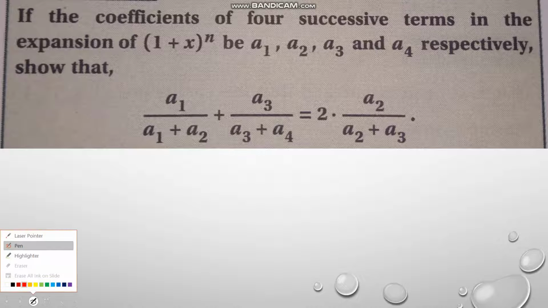Question number 16. Now, this is the question number 16.